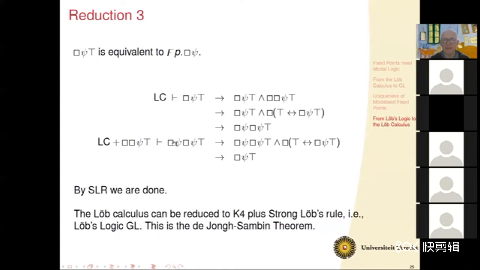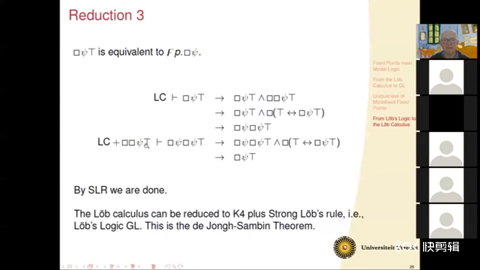Now the second step, then we have to go back from box psi true to box psi true, right? We have to move back. But how on earth could you do that? And in fact, you cannot do it unless you have a little bit of help from a friend. And this friend is box psi true.